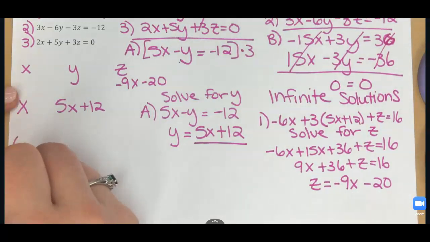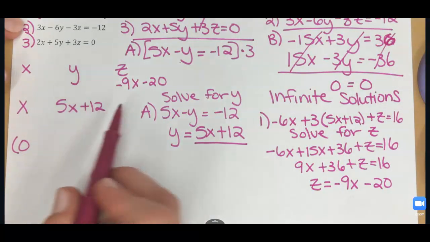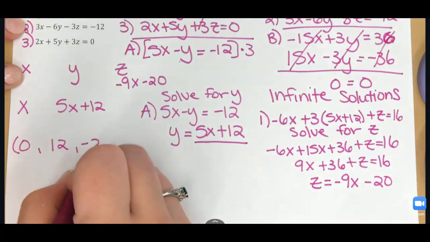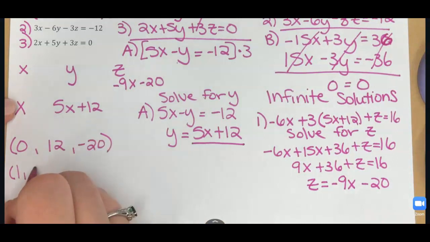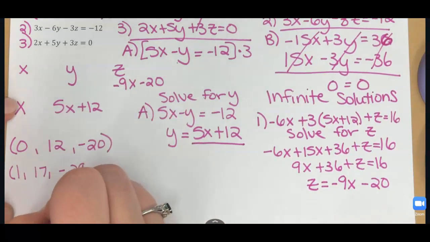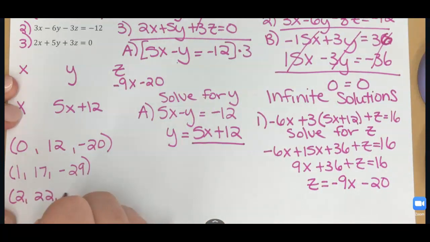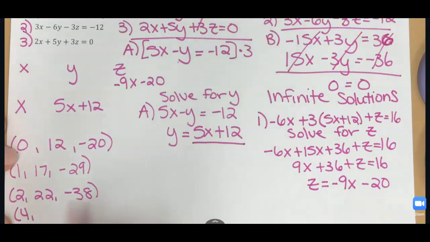So we could say, let's say x is 0. Well, if x is 0, then that means y is 5 times 0 is 0 plus 12. y is 12, and z is negative 20. So this is one of the solutions that exists on my plane. Let's find another one. If x is 1, that means y is 17, z is negative 29. Let's say x is 2. That means y is 22, and z is negative 38. One more for good measure. Let's say x is 4. That means that y is 32, and z is negative 56.